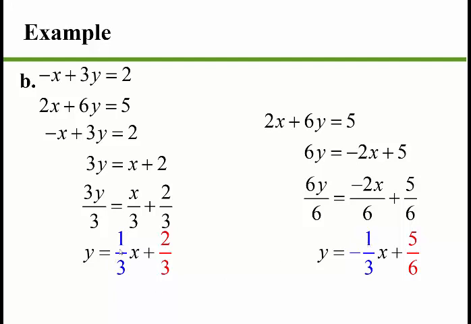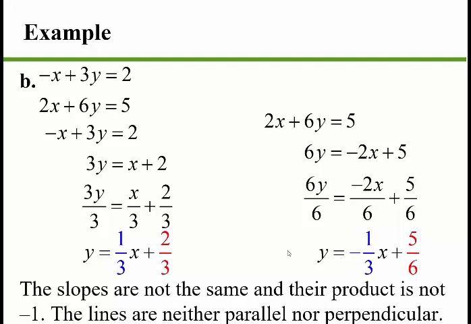If I wanted to check that these were perpendicular, they would be negative reciprocals of each other. So if one slope was 1/3, for a perpendicular line the slope would be -3/1. So the slopes are not the same and their product is not -1, so the lines are neither parallel nor perpendicular.